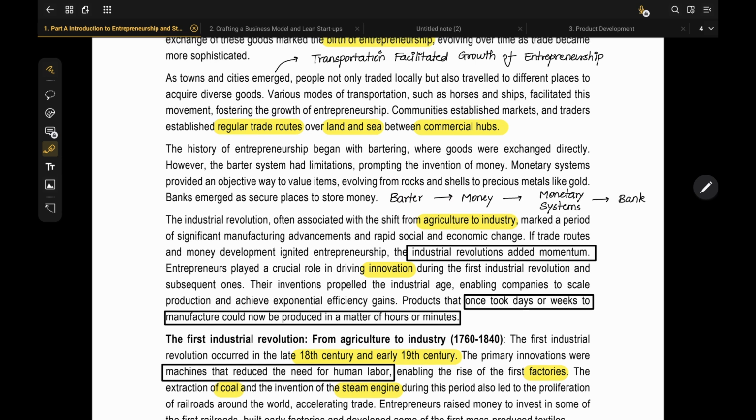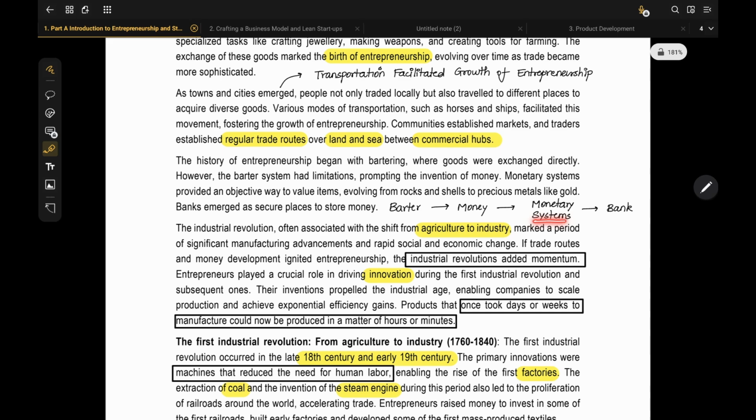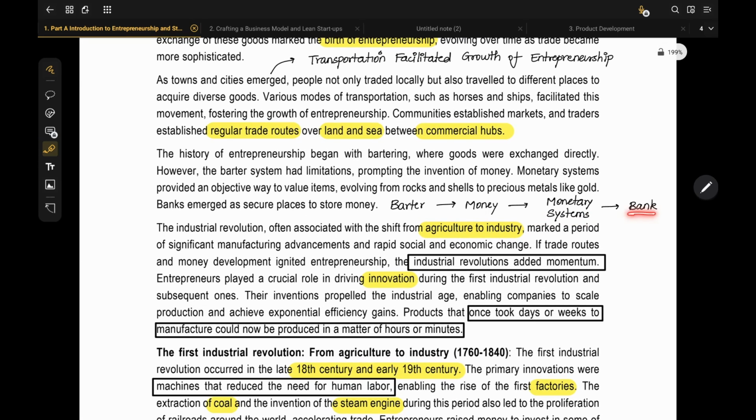For that money, now we have to identify a monetary system. Why do we want a monetary system? Now we got money. Earlier we exchanged 1 kg rice for 1 kg wheat. Now we got currency. We have to measure for one currency how much rice I should give, and for one currency how much wheat I should give. For that we got the monetary system. And for storing that currency we got the bank. This is the entire history of entrepreneurship.